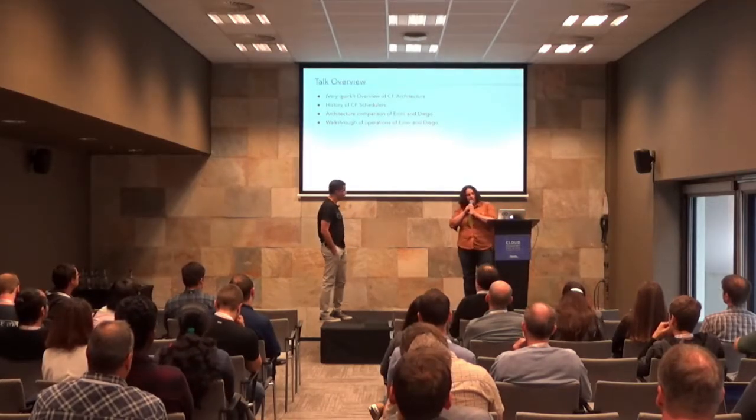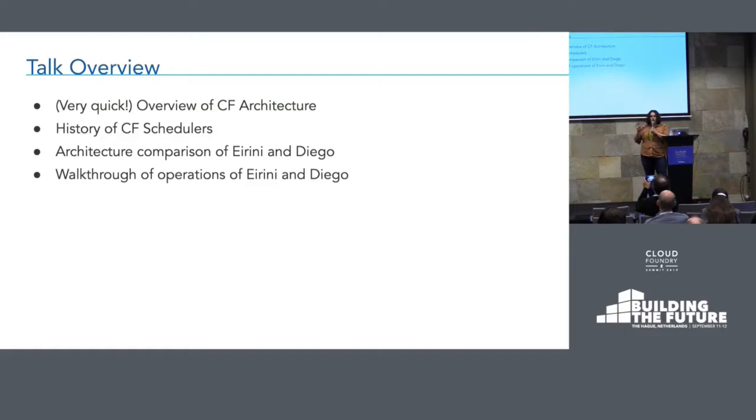So what we're going to do today is first just go through a really quick overview of how CF works at a very high level scope, so you understand where the schedulers fit into the overall picture. We're going to talk about the history of workload schedulers in Cloud Foundry. Then we're going to go through the architecture of Eirini and Diego and compare those. And then we're going to walk through a couple scenarios to illustrate more concretely how the different schedulers are similar and where they differ.